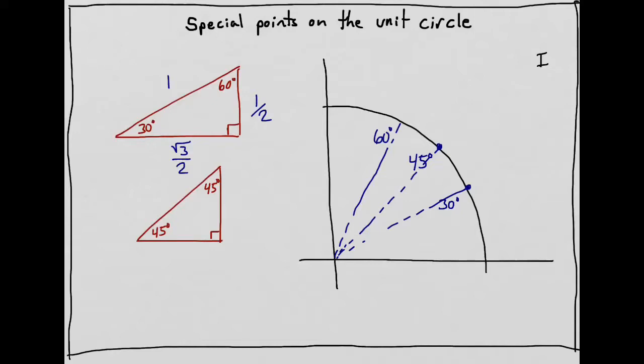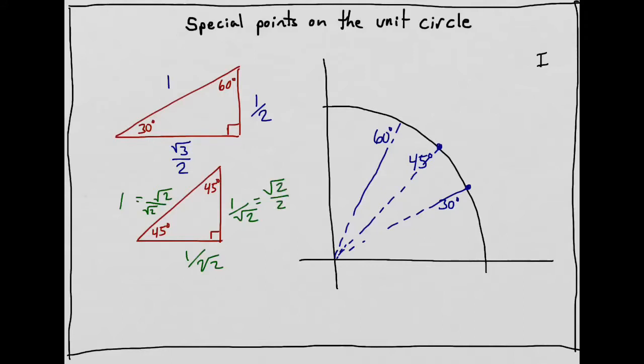In a similar way, with the 45, 45, 90, earlier we talked about that as having side lengths 1, 1, and the square root of 2. But if I want the hypotenuse to be equal to 1, to kind of fit onto the unit circle, I can think of dividing everything by the square root of 2. So then the two shorter sides become 1 over the square root of 2 and 1 over the square root of 2, or the square root of 2 over 2.